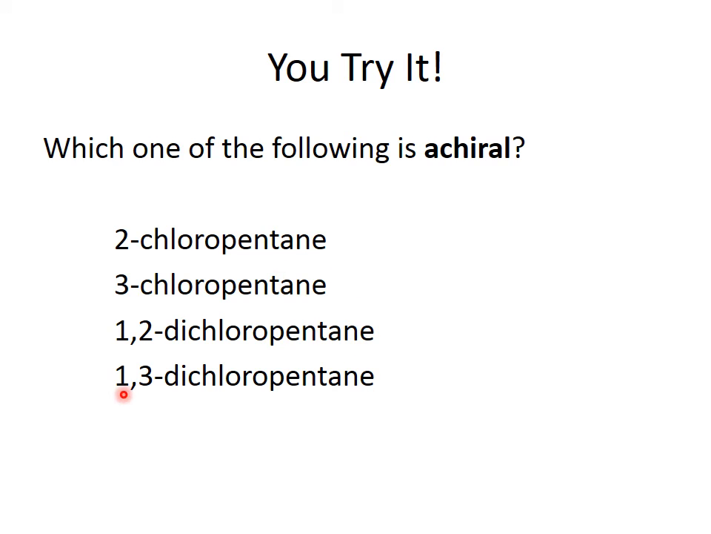And so it is chiral. However, if I look at 3-chloropentane, you would find the number 3 carbon has a chlorine, a hydrogen, and then an ethyl group on one side and an ethyl group on the other side. So that compound is achiral.